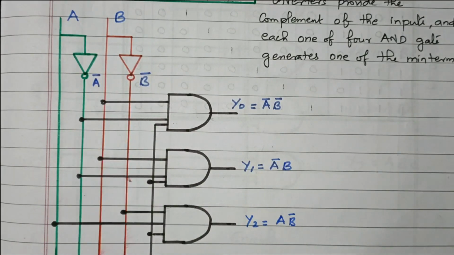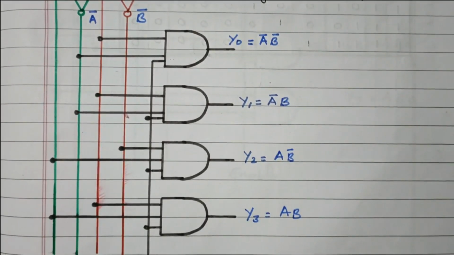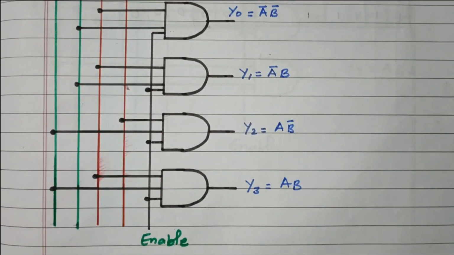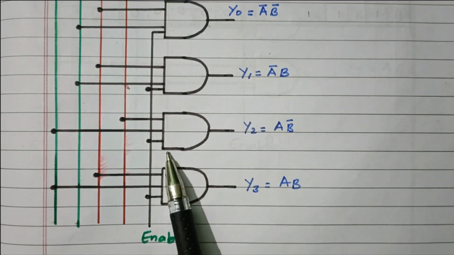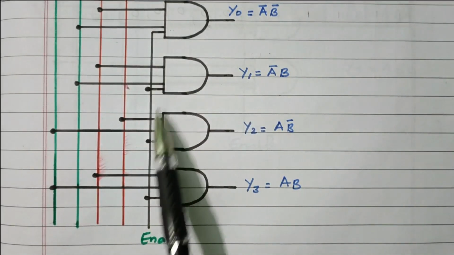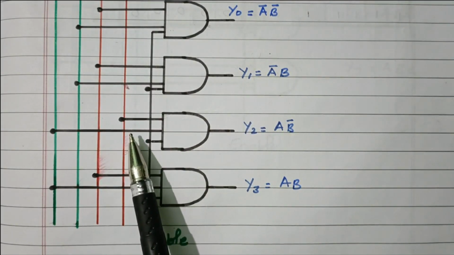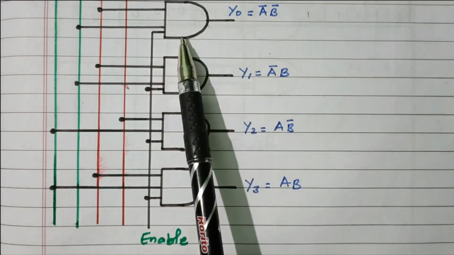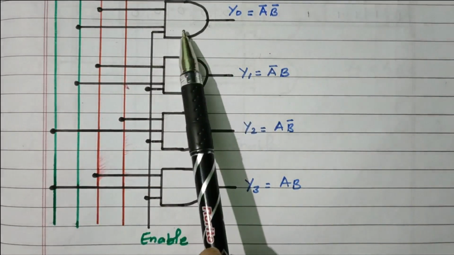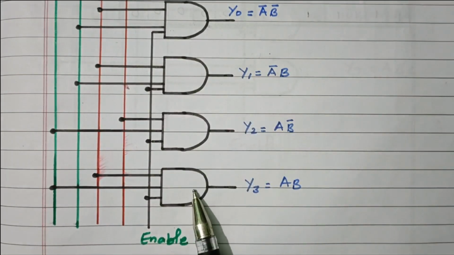In order to get the 4 possible outputs, we are using 4 different AND gates. 4 AND gates are available, and one more input is enable. Enable is connected to all the AND gates, and A and B are connected, either A and B or A bar and B bar. So if enable is 1, then only we'll get the output. If enable is 0, because of the AND gate, one input is 0, so all outputs will be 0.